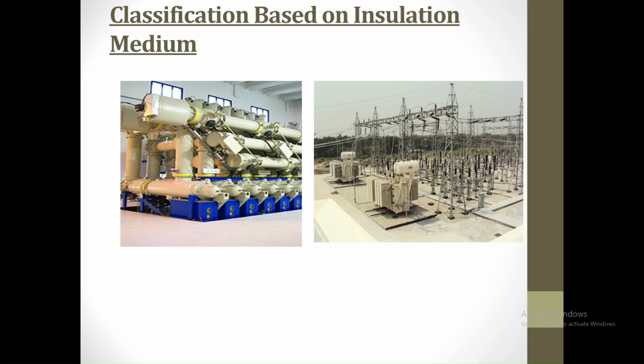Here you can see two types of substations. On the left hand side of the screen is the GIS, gas insulated substation. On the right hand side is the air insulated substation, where in GIS we use SF6 as the insulating medium for the equipment.